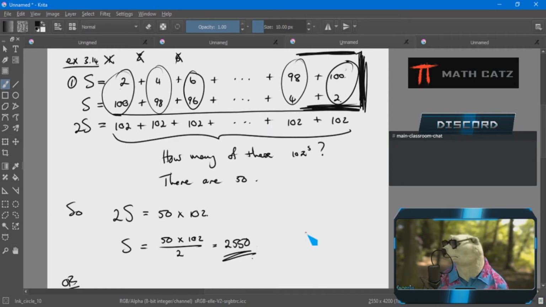I'm never going to force you to use a formula. I'm never going to force you to use this strategy. You do whatever you want as long as you can accurately find the answer and explain how you did it. All right.